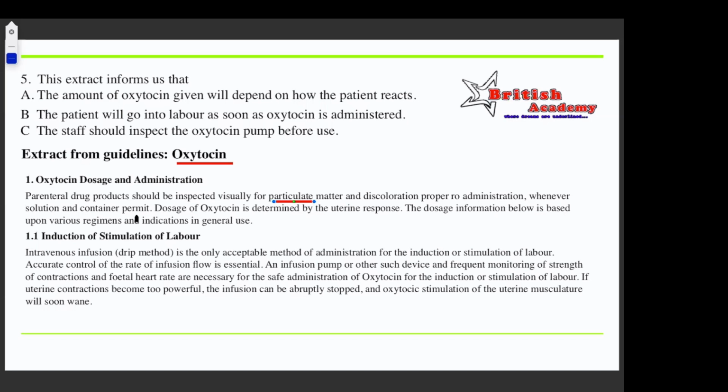Whenever solution and container permit, the dosage of oxytocin is determined by the uterine response. Now, the dose which we give to the patient is determined by the uterus response or by the patient's response. The dosage information below is based upon various regimens and indication in general use. So there is information given below, which is based upon various regimens and indication in general use.